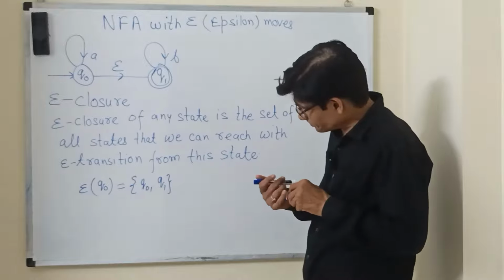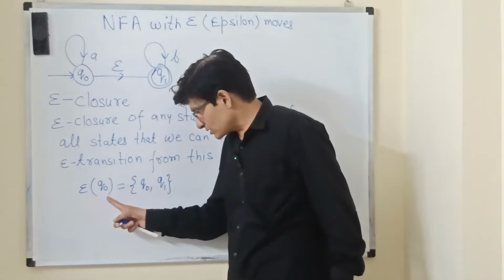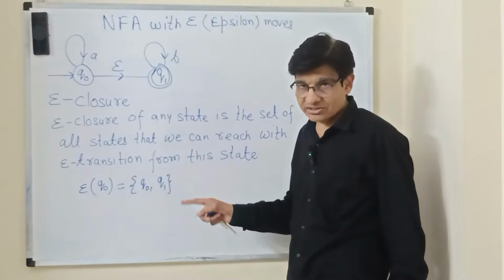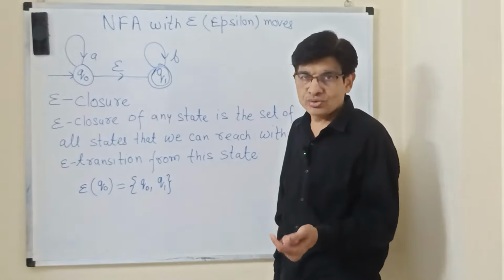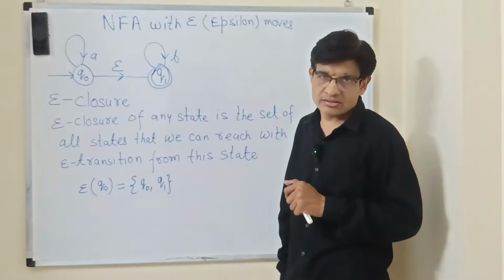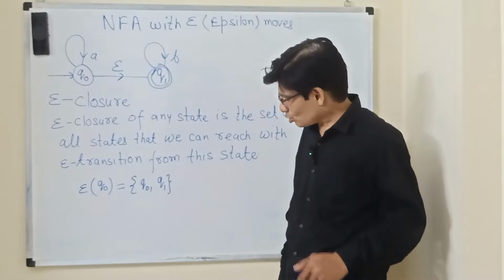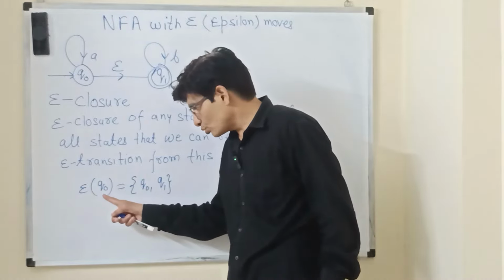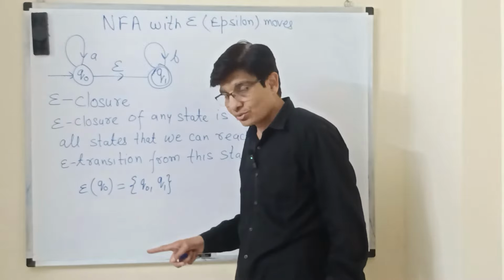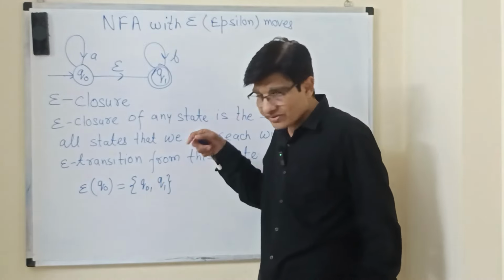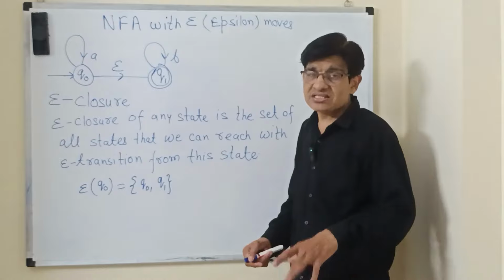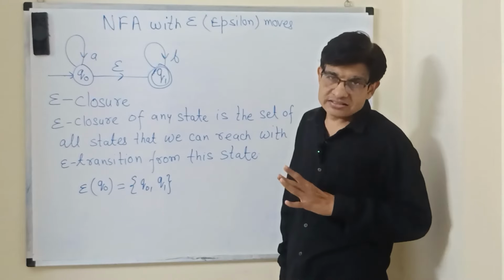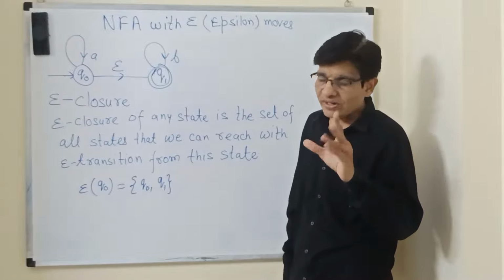So you can see, for any state, epsilon closure of that state would always contain the state itself, because without taking any input, we can always stay on the current state. So that would always be included. Like epsilon closure of Q0 will always contain Q0. Epsilon closure of Q1 will always contain Q1. That means epsilon closure of any state cannot be a null set or phi.